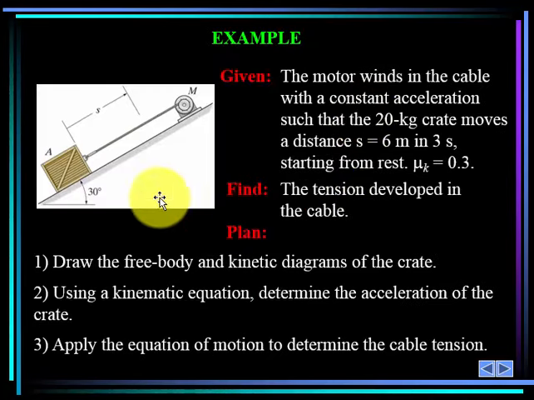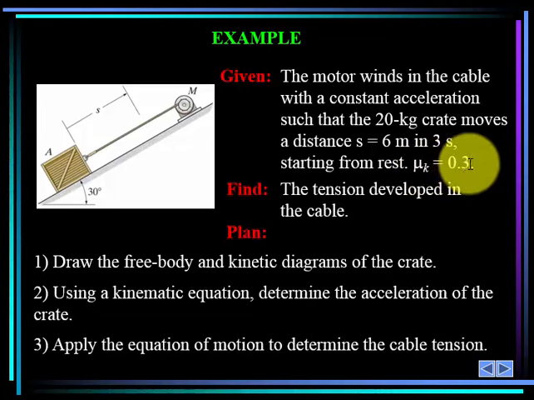So we have an example, and we have a box of a given mass, 20 kilograms, and that box is being pulled up this incline by a motor, and it's going to move a distance of s equals 6 meters, and it's going to do that in 3 seconds, and it will do that starting from rest with a kinetic coefficient of friction of 0.3.